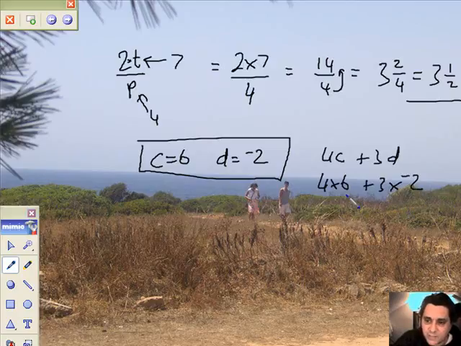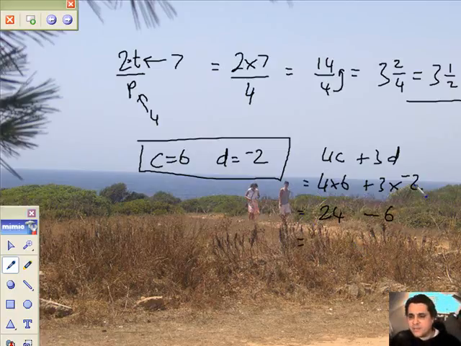Now take your time with this one. 4 times 6, 24. 3 times minus 2 is minus 6. Okay, they're equal because they are. So 24. 3 times minus 2 is minus 6. Therefore 24 minus 6 is going to leave us with 18.